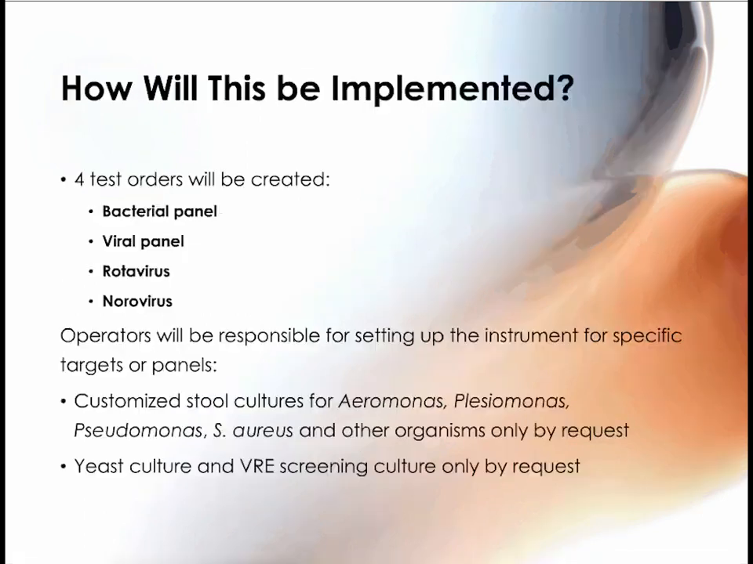So the next slide is how we want to be distributing the panel. We want to create 4 different targets, 4 different panels. One for bacteria, one for viral panel that includes rotavirus and norovirus, and also rotavirus and norovirus will be ordered separately as a single target.